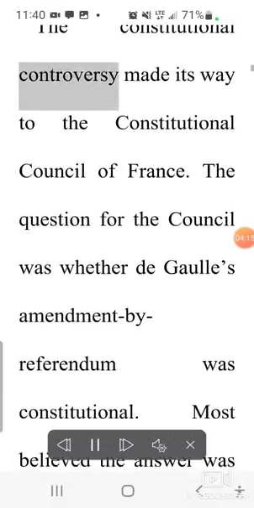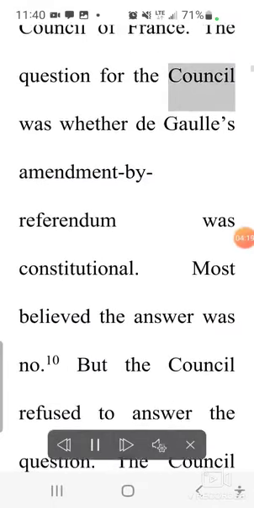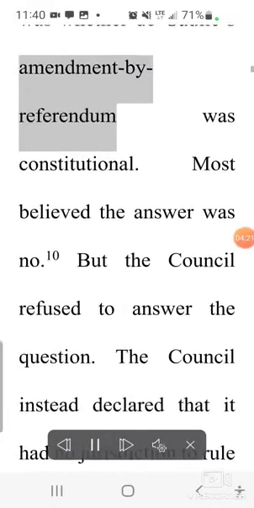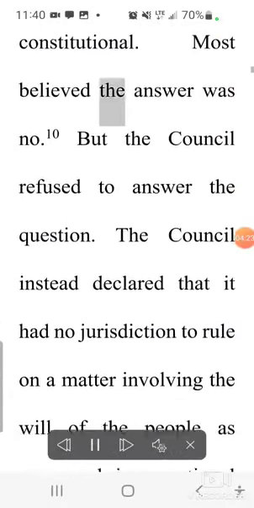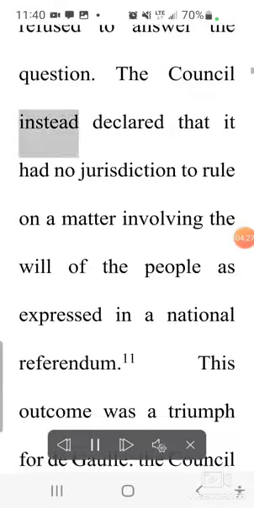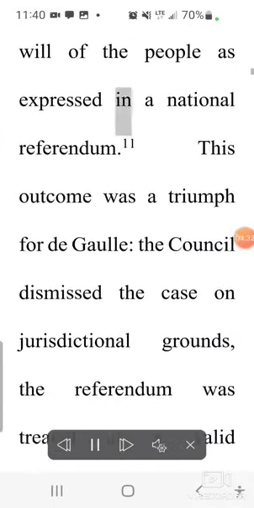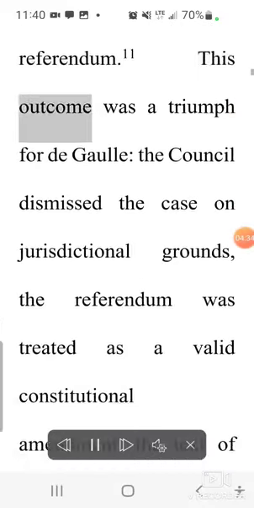The constitutional controversy made its way to the Constitutional Council of France. The question for the council was whether de Gaulle's amendment by referendum was constitutional. Most believed the answer was no, but the council refused to answer the question. The council instead declared that it had no jurisdiction to rule on a matter involving the will of the people as expressed in a national referendum. This outcome was a triumph for de Gaulle.